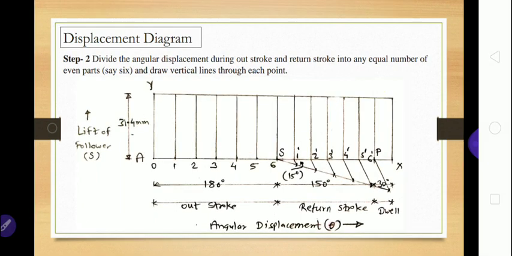In the next step, give names to these points as 1 dash, 2 dash, 3 dash, 4 dash, 5 dash and 6 dash, and draw a vertical line through each. So this will be our second step, in which we have divided the outstroke and return stroke into 6 equal parts. If any outstroke or return stroke cannot be divided into 6 equal parts easily, then in that case you have to do this procedure whatever we have explained right now.